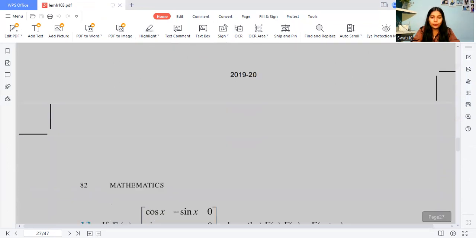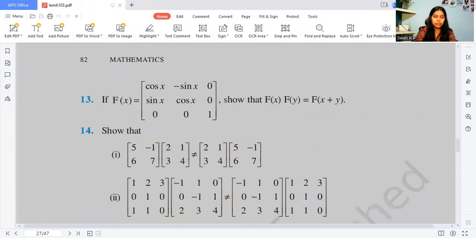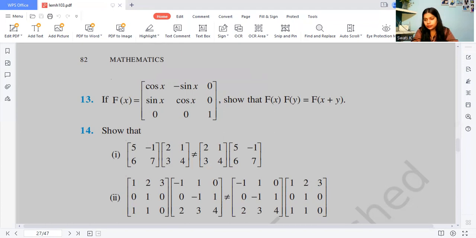Okay, so now we will go to the 13th question. I'm going to show you the 13th question here on the screen. Again, it is very simple. This is a proof question. So let's start with the 13th one.